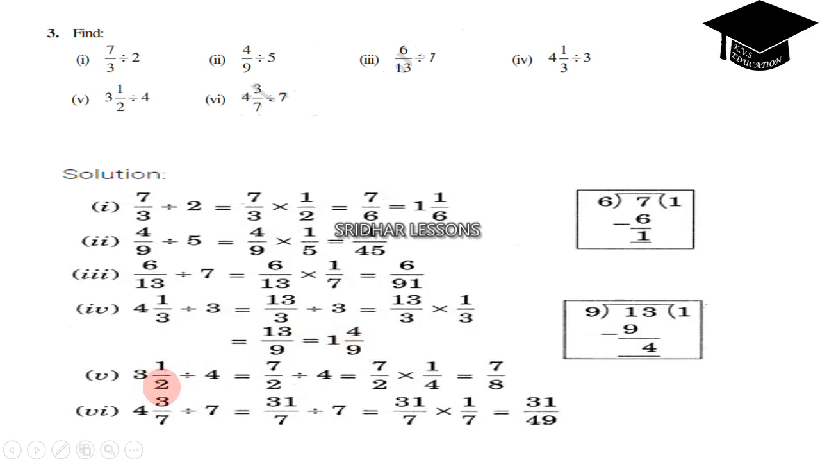Next, 3.5 divided by 4 is equal to 7/2 divided by 4. This is equal to 7/2 times 1/4, which is equal to 7/8. Next, 4 3/7 divided by 7 is equal to 31/7 divided by 7. 4 times 7 is 28 plus 3, 31/7. This can be rewritten as 31/7 times 1/7, that is 31 over 7 times 7, 49. 31/49.